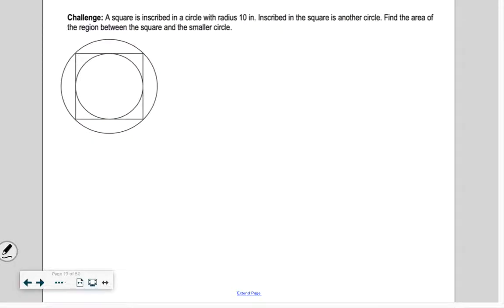So in the challenge, it's saying a square is inscribed in a circle with a radius of 10, and it's asking you to find this area in here. All right, we're not doing it right now, but your radius of the circle is 10. You would be able to find that.